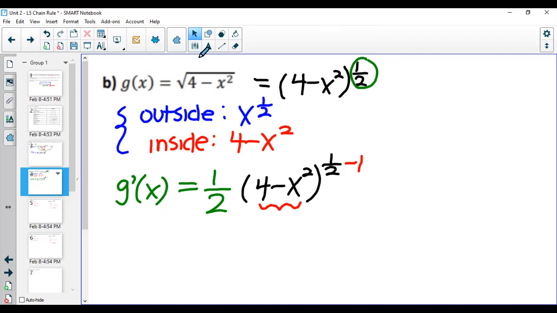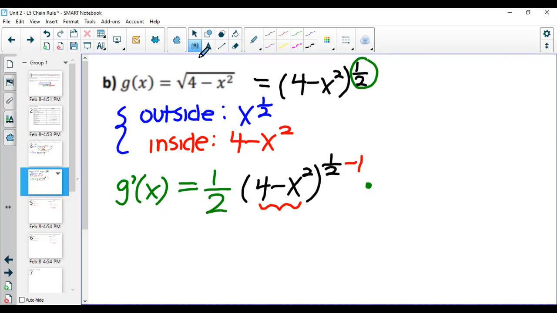Now, this is where chain rule can get difficult. What if the outside function required quotient rule or product rule to solve, and the inside function also required power rule and quotient rule to solve? Welcome to university. That's what happens in university. But for now, we're starting off very simple.